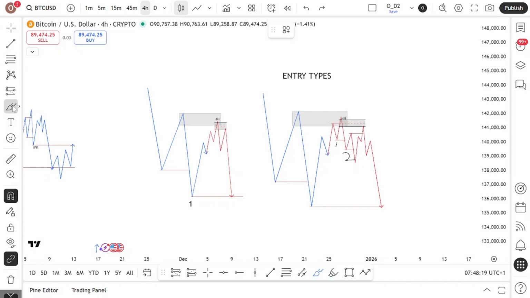Okay, what we want to actually see is just one shift, and if we get a pullback, we are entering. We're a little bit aggressive because we are making use of a confirmation entry type always, right? So that's why I'm always being aggressive.